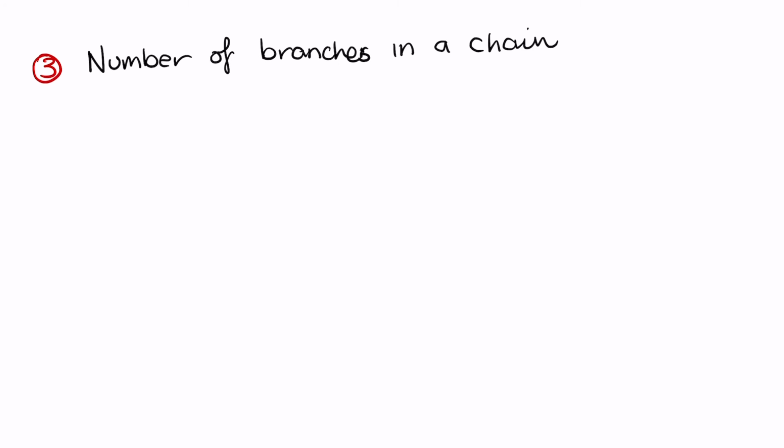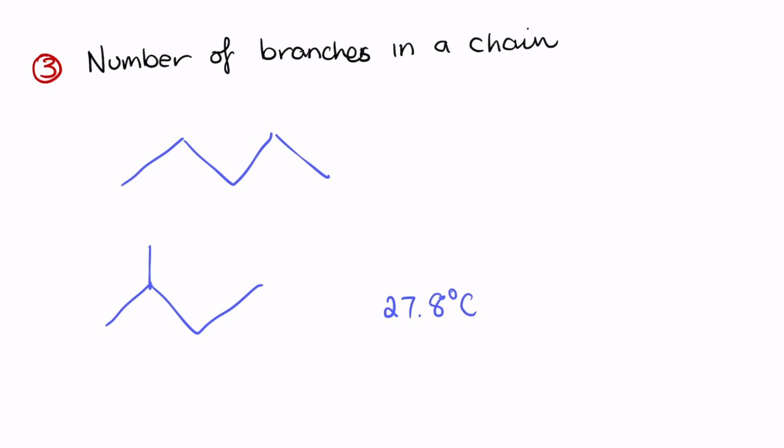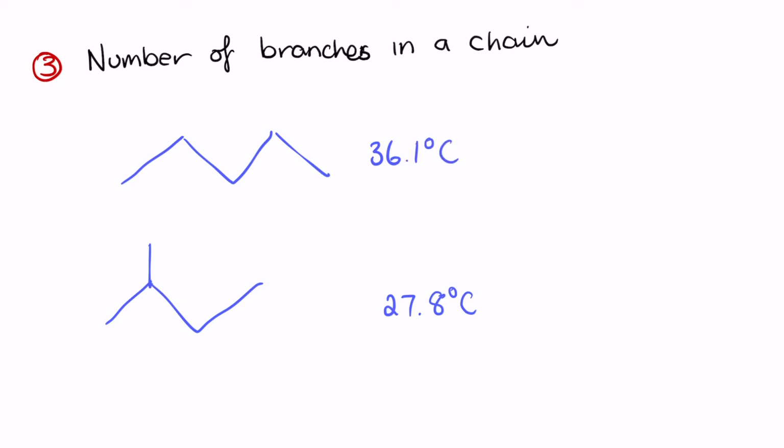So just to go through an example, if we take pentane, 1, 2, 3, 4, 5, and we compare it to isopentane, so it looks like that, 1, 2, 3, 4, 5. We see that the boiling point of isopentane is 27.8 degrees Celsius, but the boiling point of pentane itself is 36.1 degrees Celsius. So the reason why we see this difference in the boiling point between these two is because in isopentane we have this one branch here.